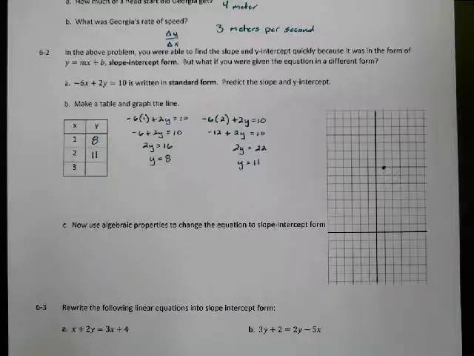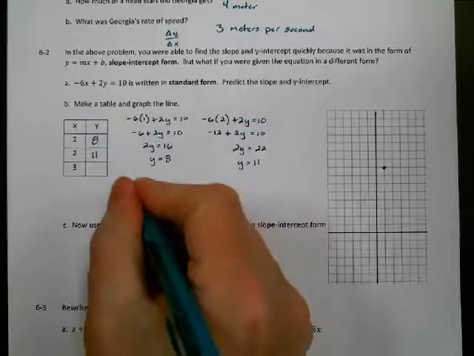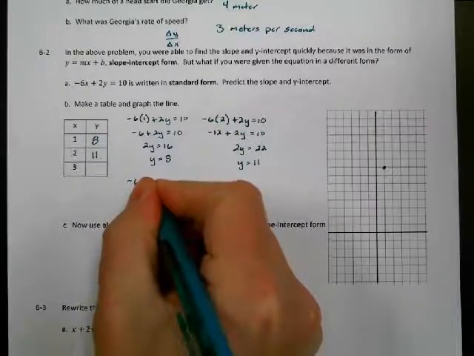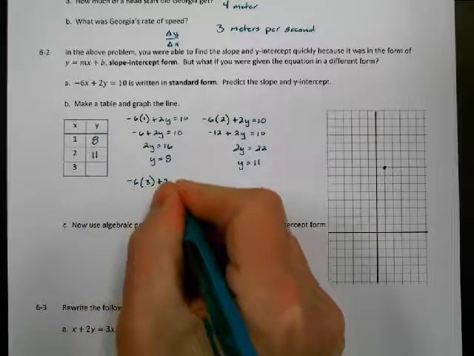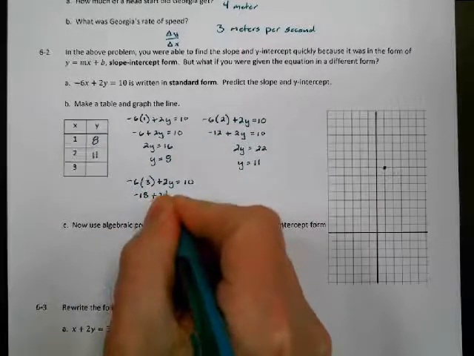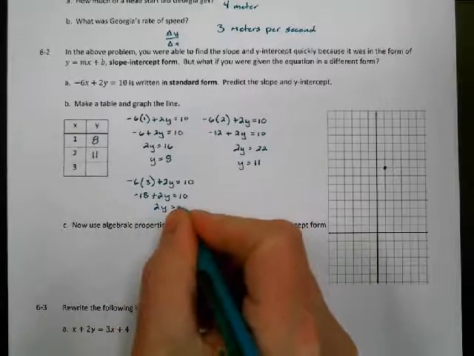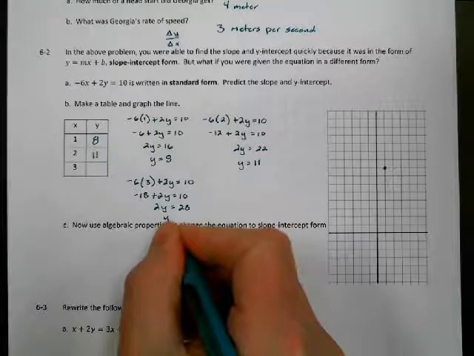The last thing we want to do is plug in a 3 for x. So you're going to do negative 6 times 3 plus 2y is equal to 10. So this is negative 18 plus 2y equals 10. Add 18 to both sides, you get 2y is equal to 28. So y must be equal to 14.